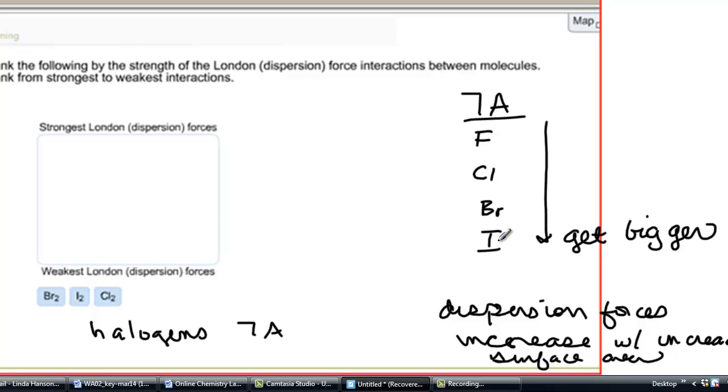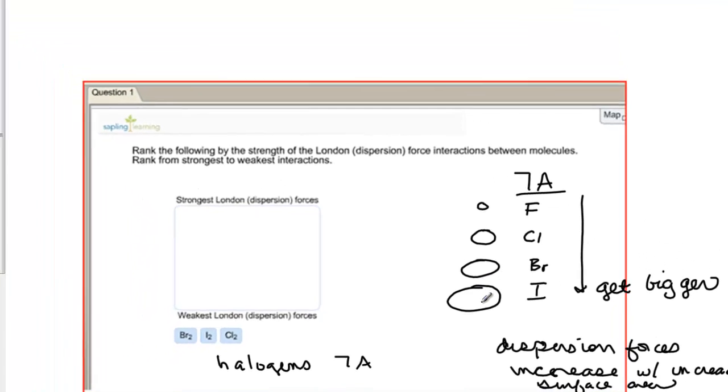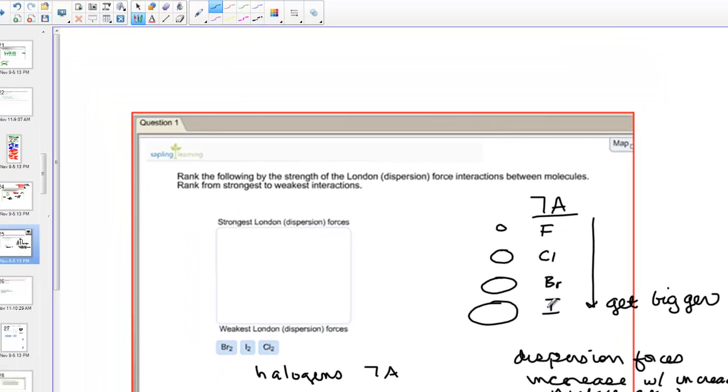Alrighty. So which is the atom that's the biggest? If fluorine, then we have chlorine, then bromine, and iodine, which has the largest surface area. Of course, the largest atom, the heaviest atom, would have the greatest dispersion force.